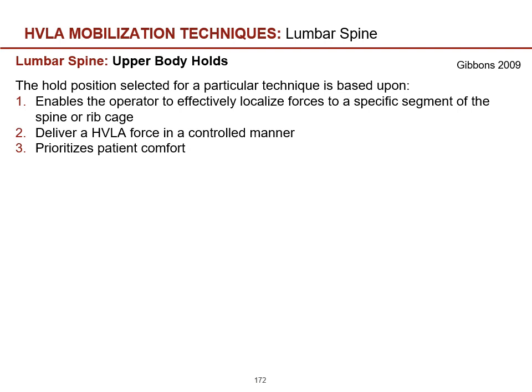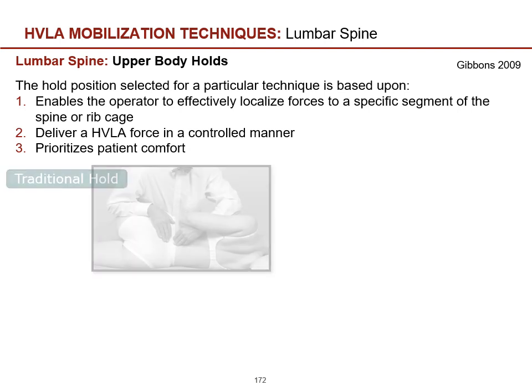Okay, so the upper body hold of the patient can vary, and the hold positions selected for a particular technique are based upon 3 different variables. It enables the operator to effectively localize forces to a specific segment of the spine or rib cage, delivers a high velocity, low amplitude thrust force in a controlled manner, and it prioritizes patient comfort.